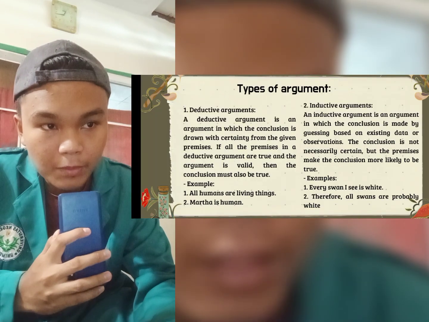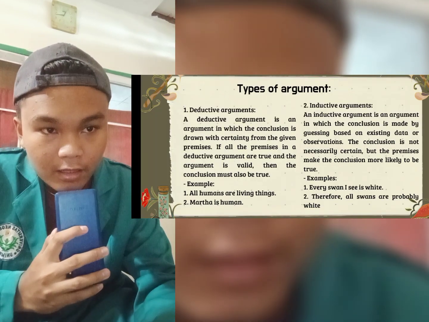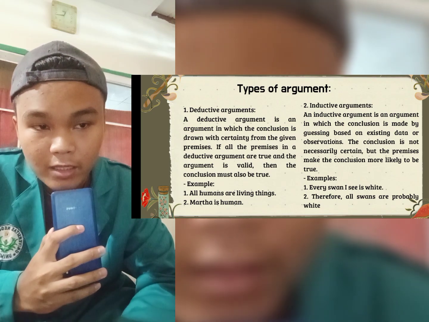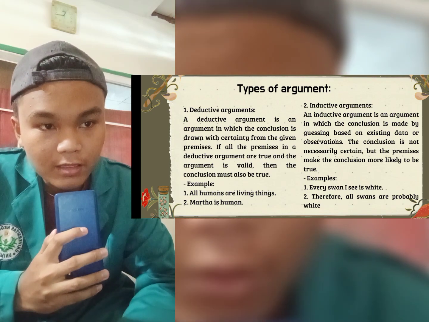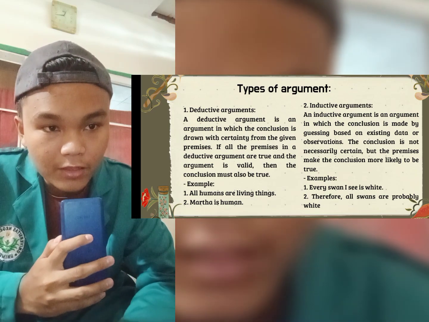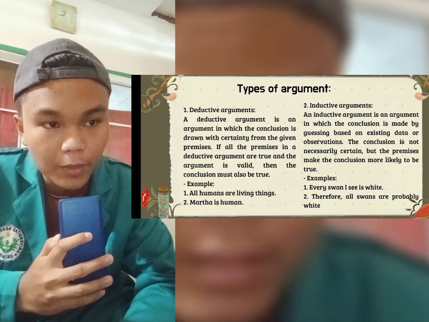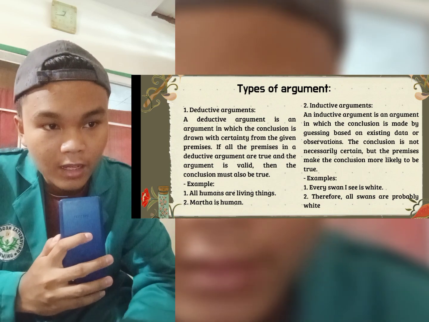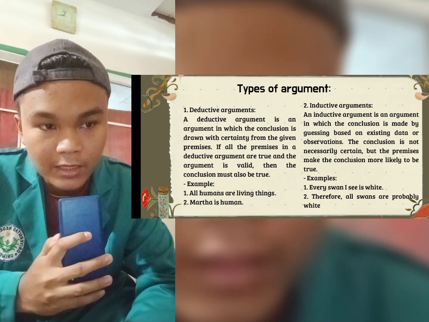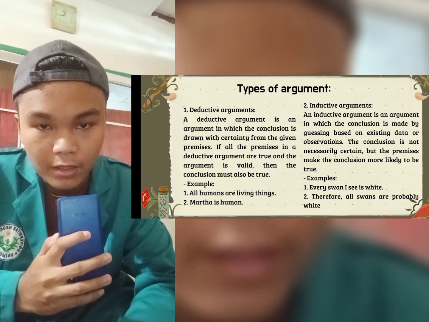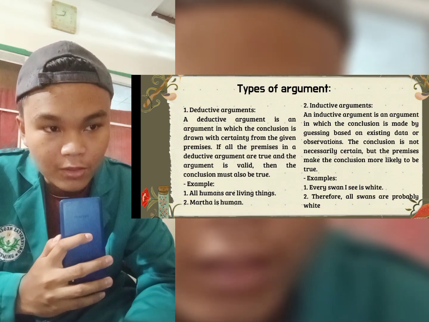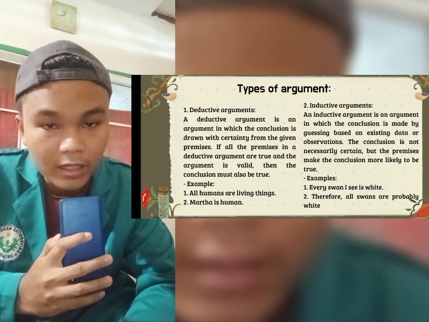The next slide, types of argument. Number one, deductive arguments. A deductive argument is an argument in which the conclusion is drawn with certainty from the given premises. If all the premises in a deductive argument are true and the argument is valid, then the conclusion must also be true. For example, all humans are living things. Martha is human.